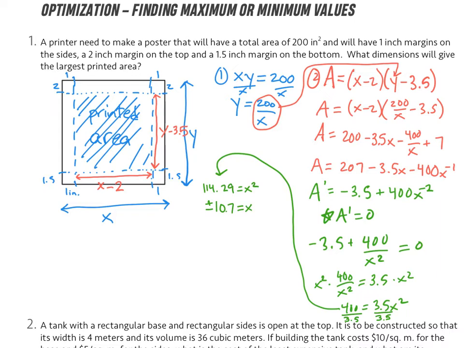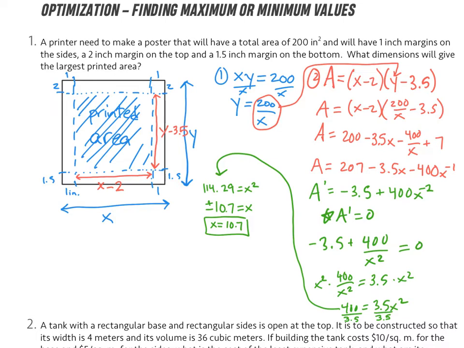But we would not have a negative value for x, because then that would not be a poster. We couldn't make a poster with negative dimensions. So we'll say x is approximately 10.7. We're trying to find the dimensions of the poster. So we have one of them. Now we just have to find the other one.